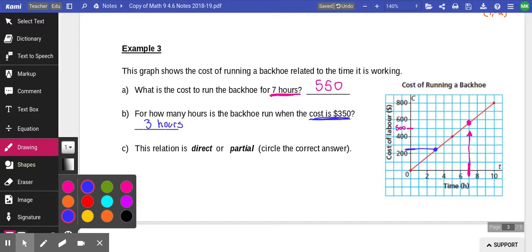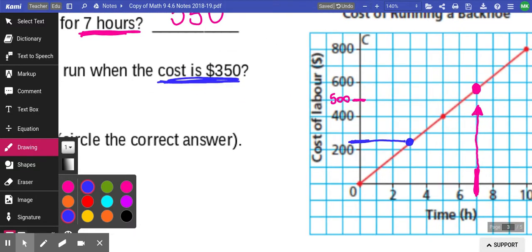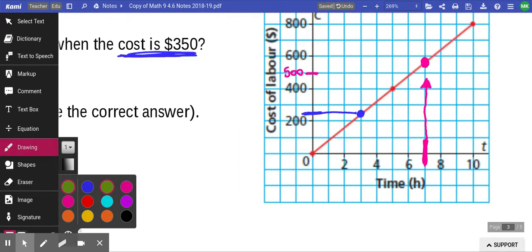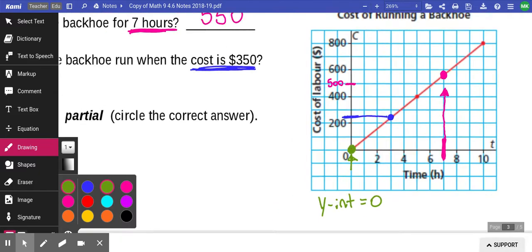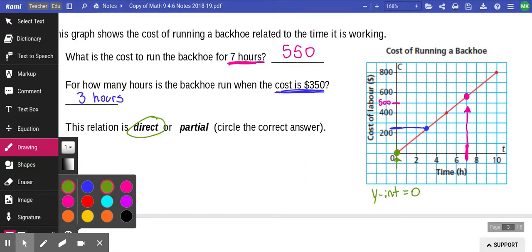Is this relation direct or partial? Direct. It's a straight line, and it's not outside of this point right here. So you notice that the y-intercept is 0. If the y-intercept is 0, then you have a direct relation. Right? That's what you're looking for.